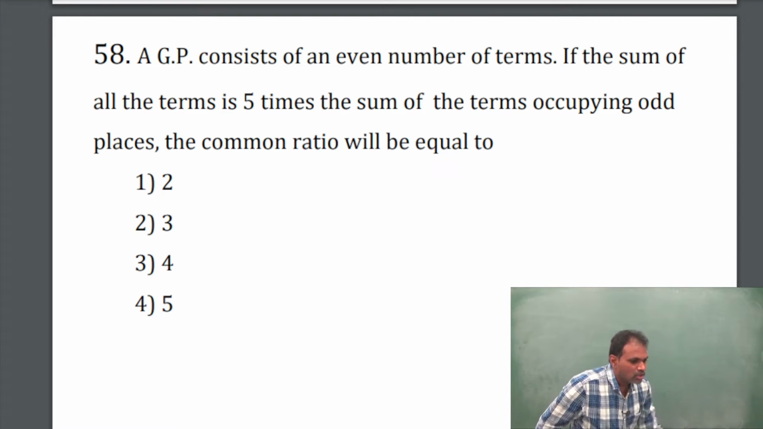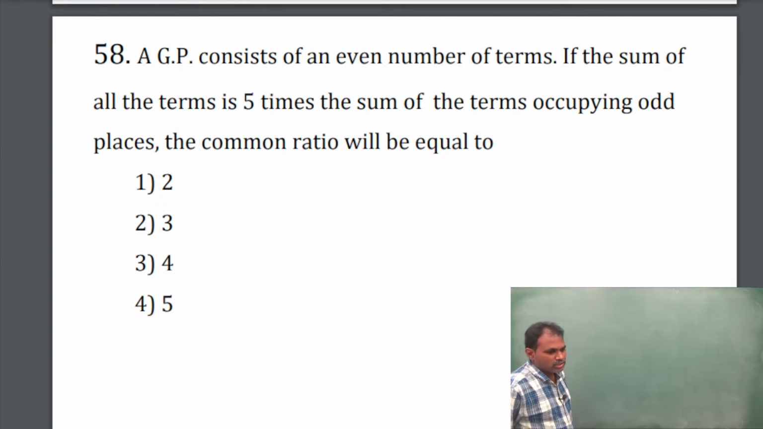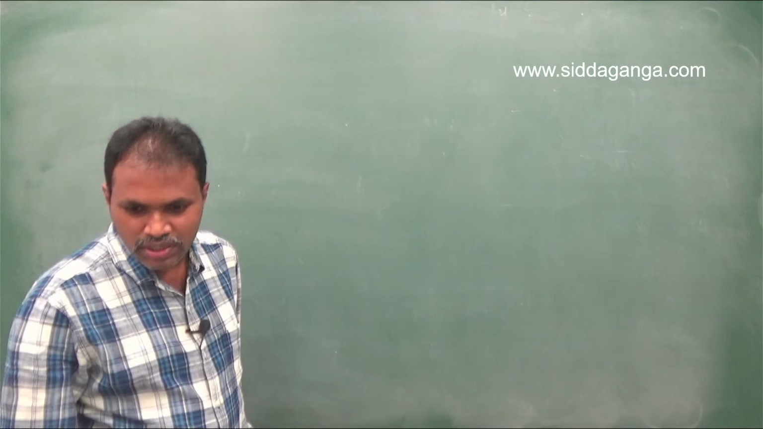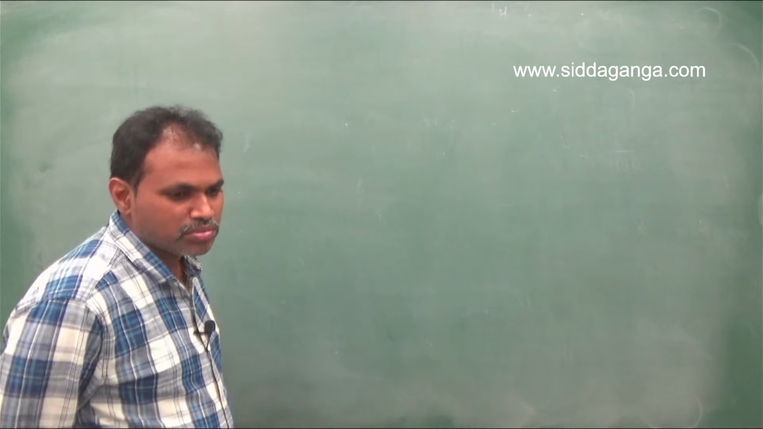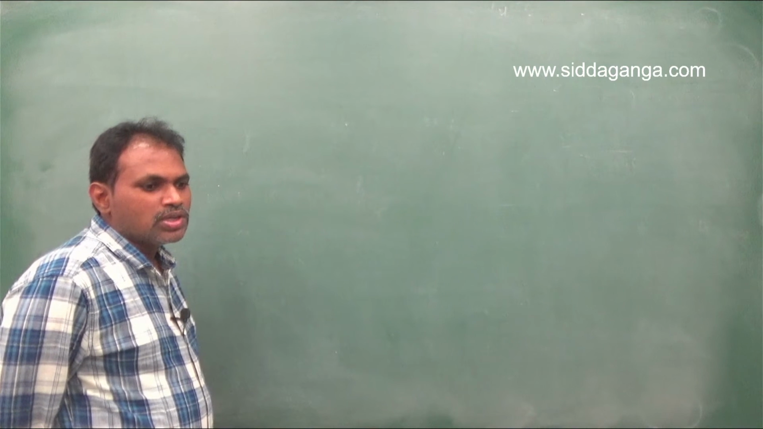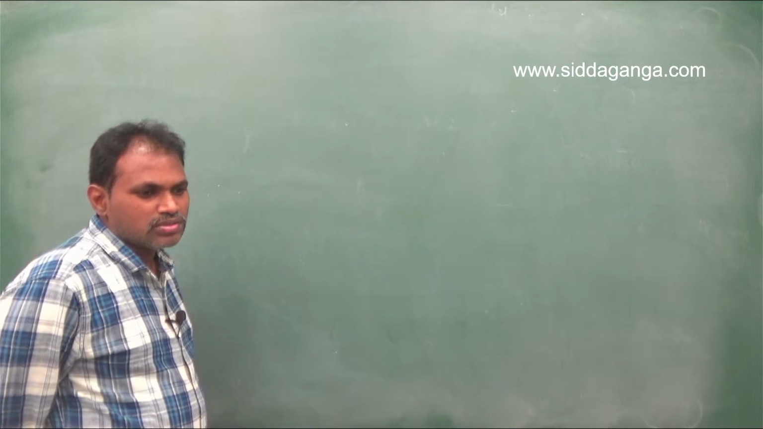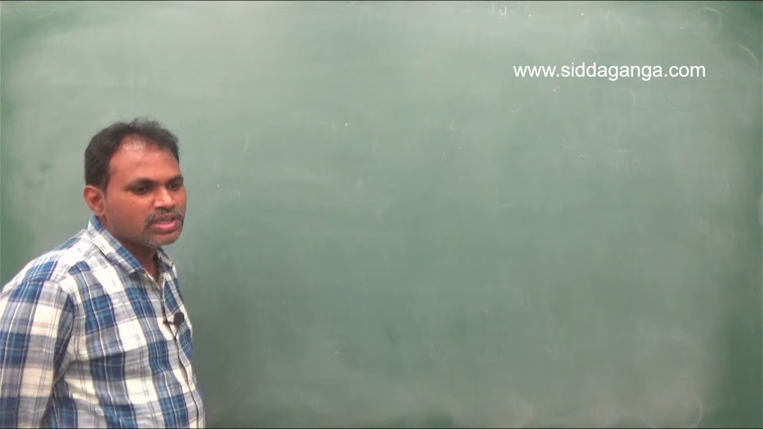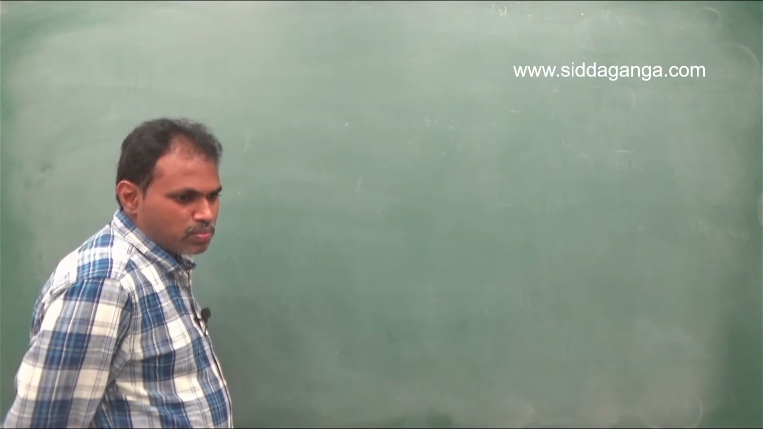Next problem. If a GP consists of an even number of terms, and the sum of all the terms is 5 times the sum of the terms occupying odd places, the common ratio will be equal to. A GP consists of an even number of terms. The sum of the terms is 5 times the sum of the terms occupying odd places.